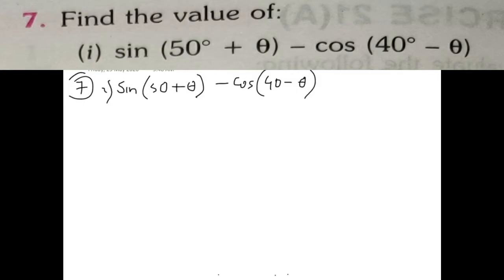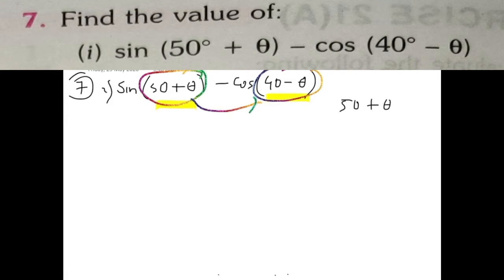Other times, you are directly given angles which are complementary, like 50 and 40, or maybe 20 and 70. But here the bracket angles look a little different. You should not worry, because if you see carefully, these angles are already complementary. Now you can check whether they are complementary or not.